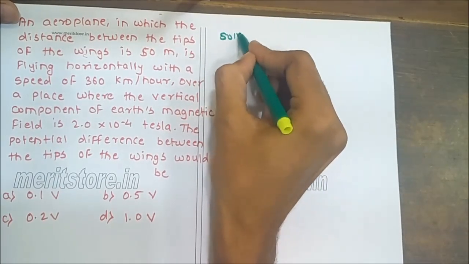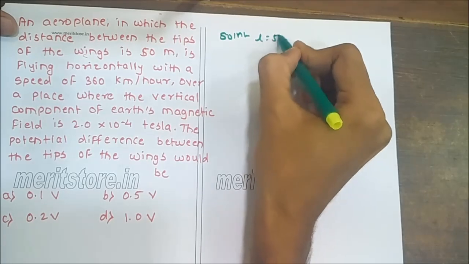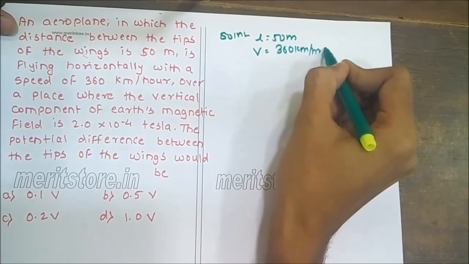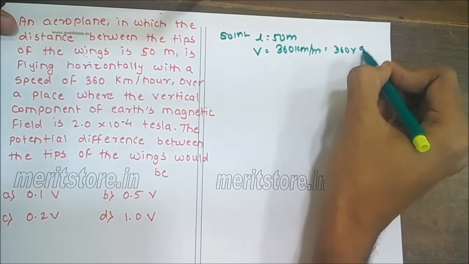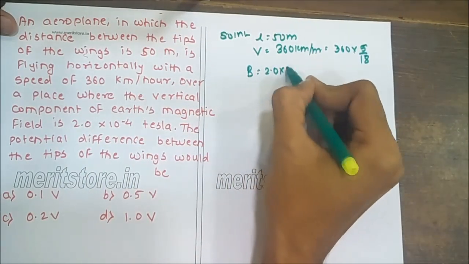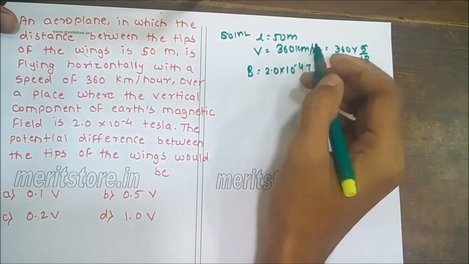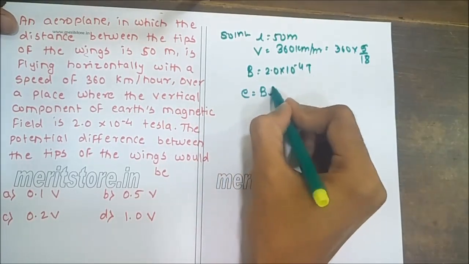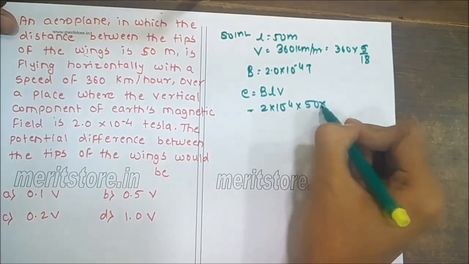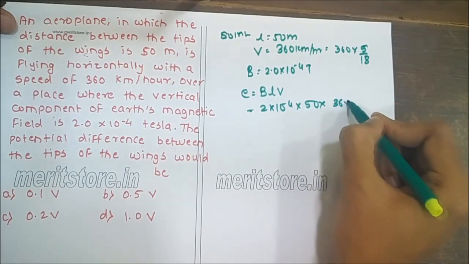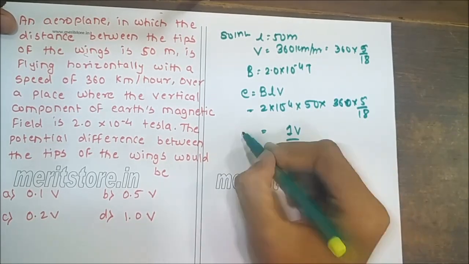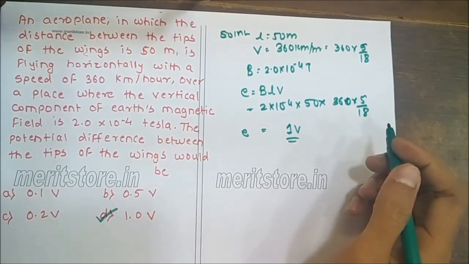So here what we are given is a length of 50 meters, and a velocity that is 360 kilometers per hour, so that will be 360 multiplied by 5 upon 18. And the vertical component of the Earth's magnetic field is 2 into 10 raised to minus 4 Tesla. We need to find the EMF induced, that will be given by BLV, where B is 2 into 10 raised to minus 4 into the length, that is 50, multiplied by the velocity, that is 360 into 5 upon 18. On solving all this, we get a value of 1 volt of EMF induced. So D is the correct option.